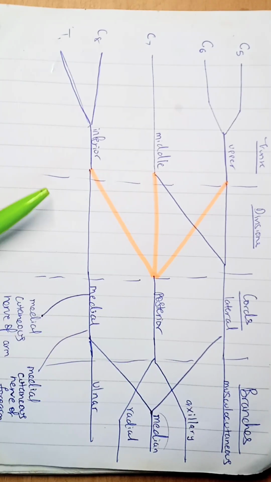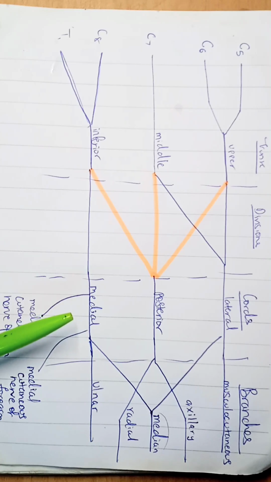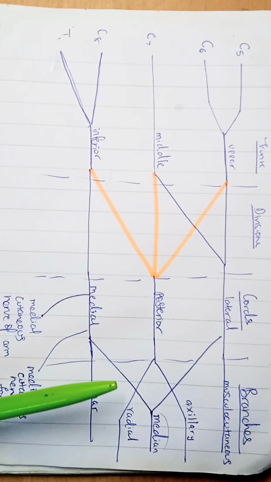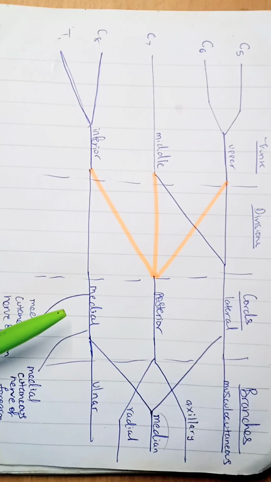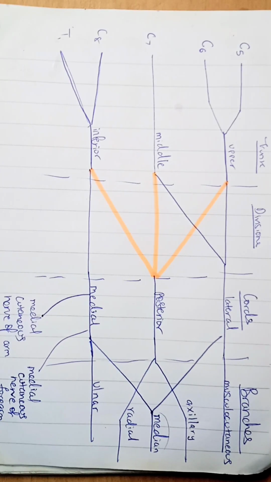While the anterior division continues as the medial cord, and this then gives a branch that joins with a branch of the lateral cord to form the median nerve, and then it continues as the ulnar nerve. It also gives rise to the medial cutaneous nerve of the arm and medial cutaneous nerve of the forearm.